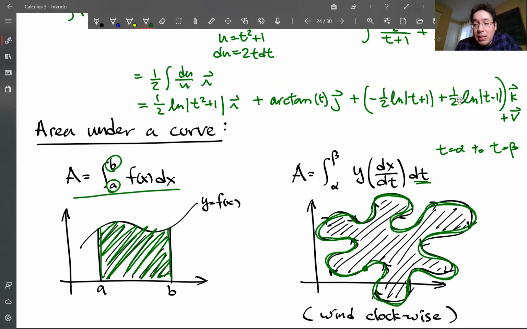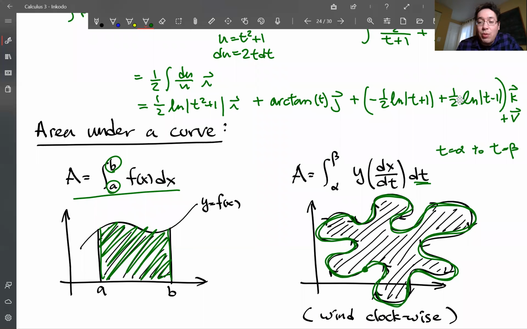Then I claim that the area enclosed by this curve is given by the component function for the y value, multiplied by the derivative of the x component, and you integrate. And here, the area needs to be enclosed in a clockwise direction and not the counterclockwise direction. You could do it counterclockwise, it'll just count the area as negative. So that's good to know.